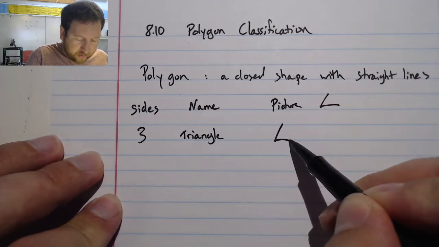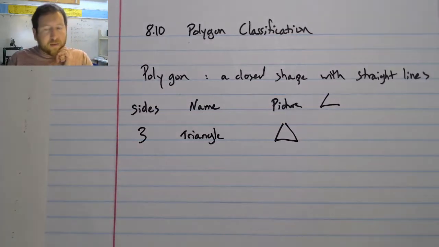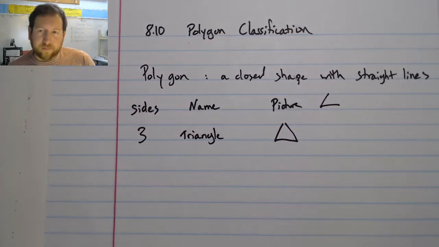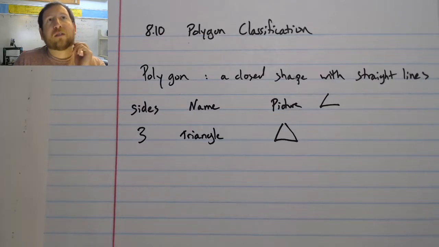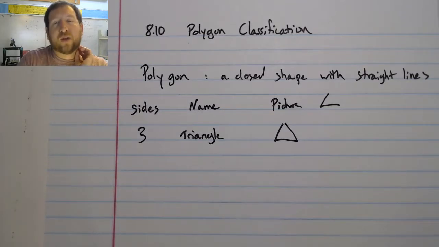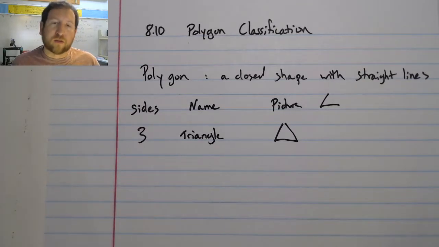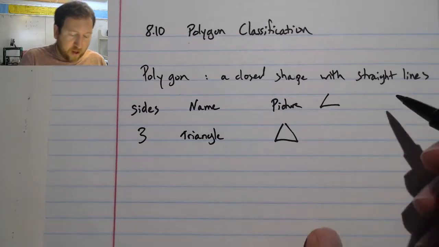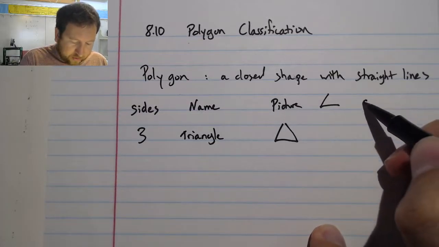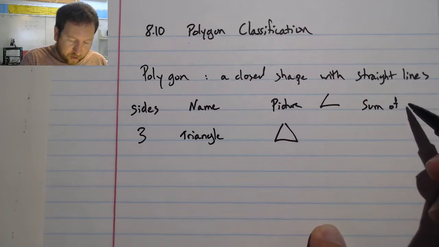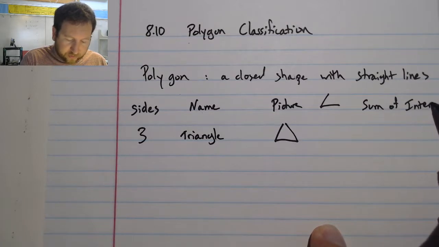And we know that these look like this. And something that happens that's interesting is we can also say that the total degrees in all of the angles will also be always the same. For example, I can write this as the sum of interior angles.